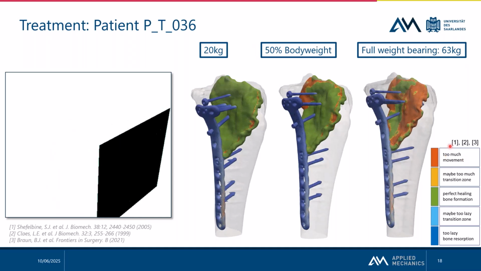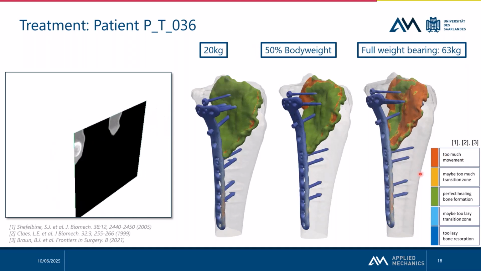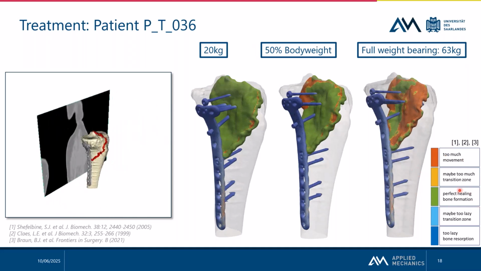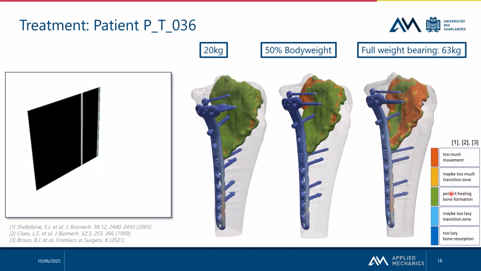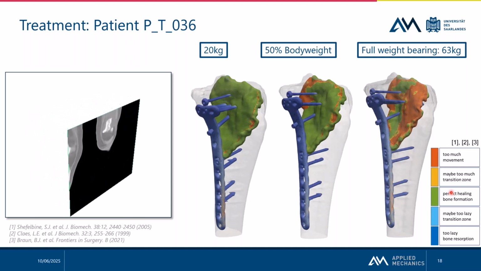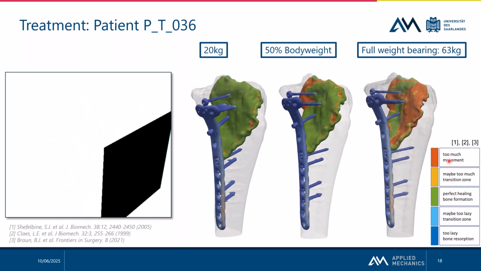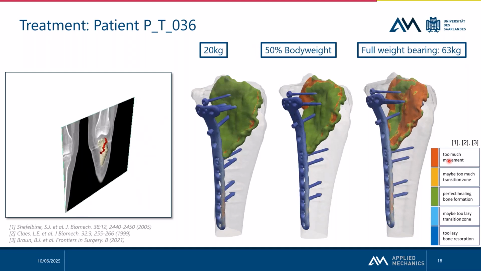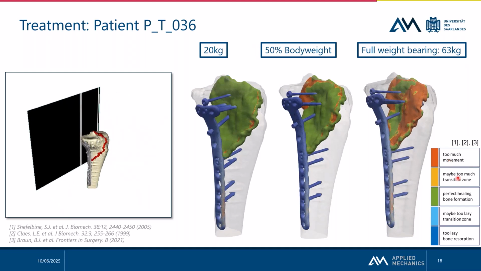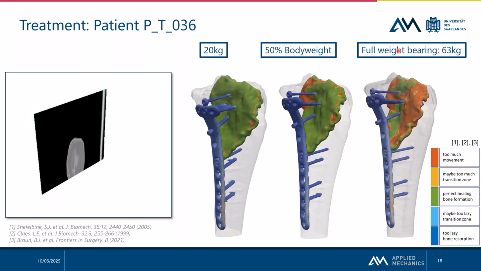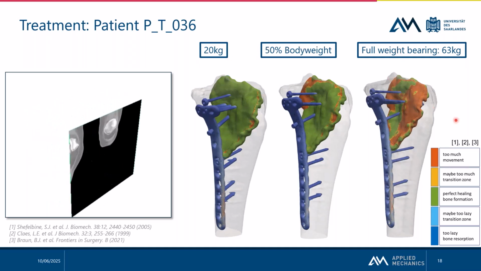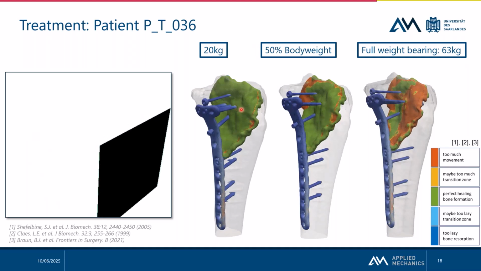And we have here what I mentioned at the beginning with interfragmentary movement. We have parts that have a perfect healing bone formation, that's the green one, and then we have parts where the interfragmentary movement is too high, there's too much movement, so this is the yellow and the red, but there are also parts that have too little movement, so these would be the blue ones. And what you see here is that with a 20 kilogram weight bearing, 50% body weight and full weight bearing, you see different effects on the fracture.